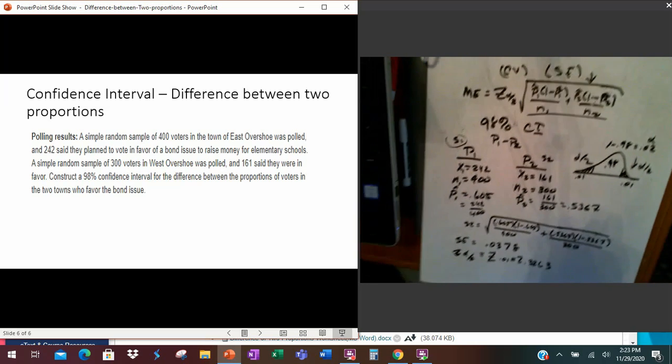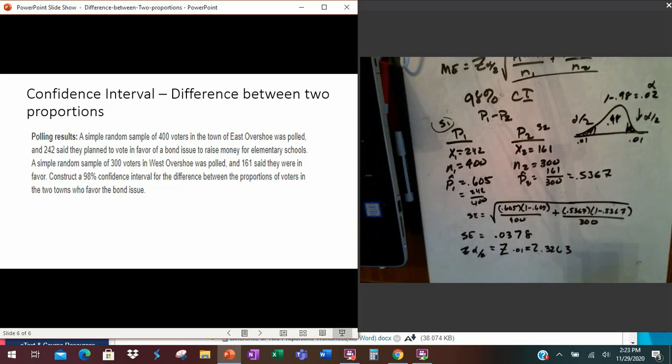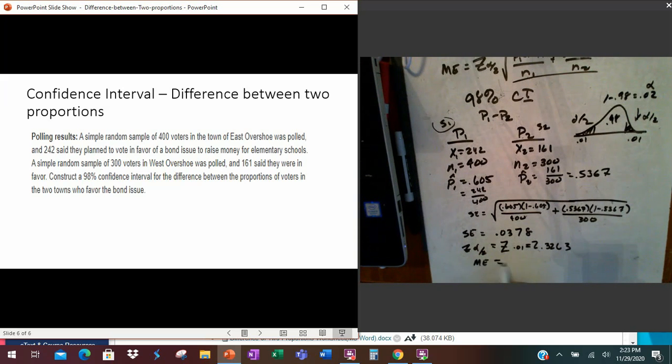Okay, so then my margin of error is equal to my standard error times my Z alpha over 2: 2.3263 times 0.0378. And that is 0.0879.